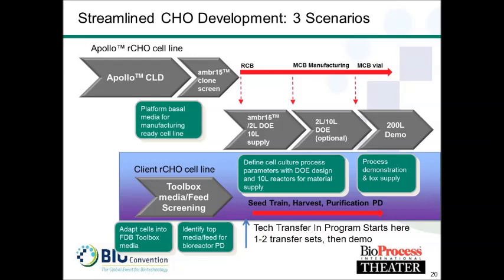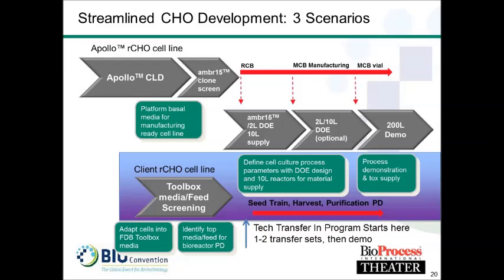Okay. The highlight for this presentation, which is the toolbox, as I mentioned earlier. So if a client has their own cell line and wants to improve it in a quick manner, we can do that. It takes about 3 months to identify the top condition and confirm and optimize in the benchtop reactors, 1 or 2 sets of DOE studies. Then we'll move on to the 200 liter tox batch.